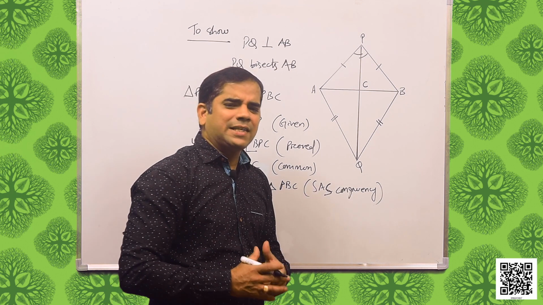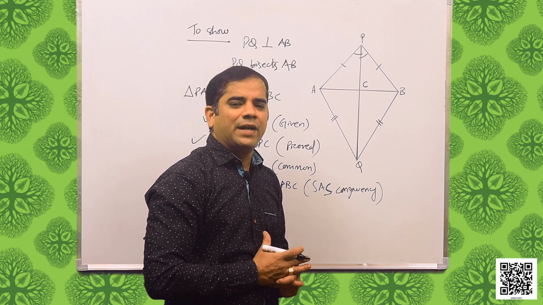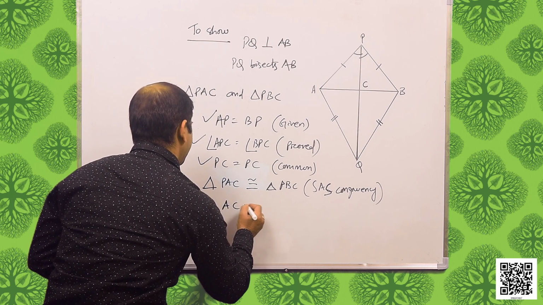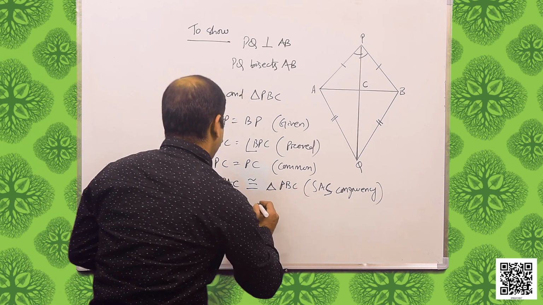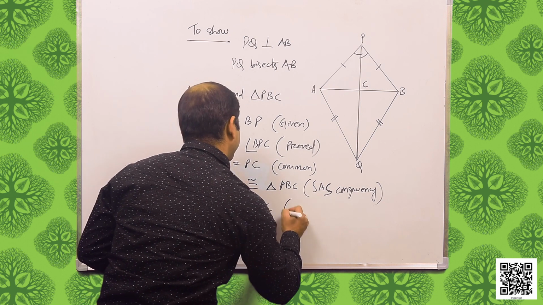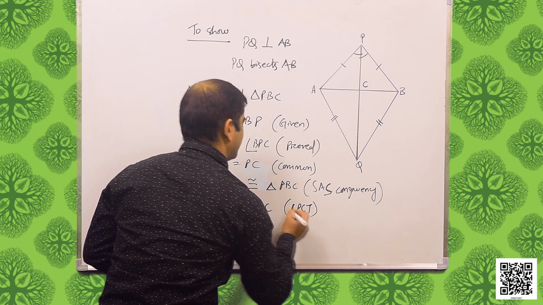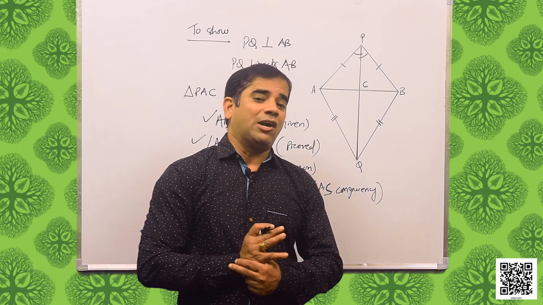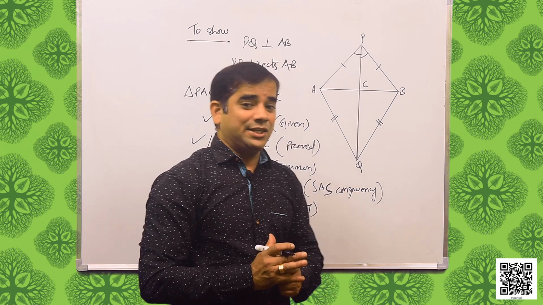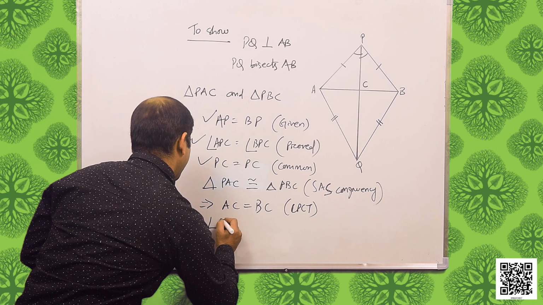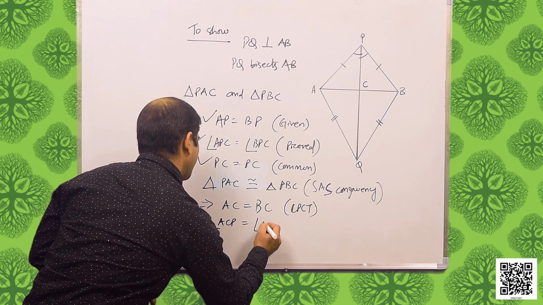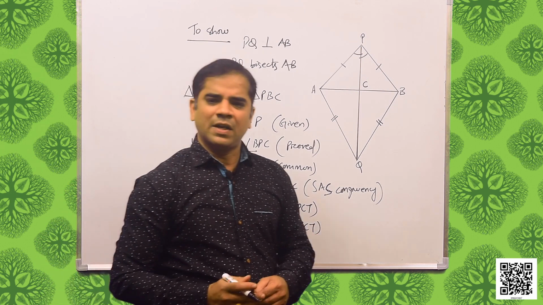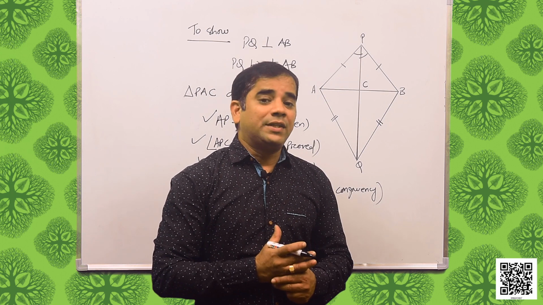As they are congruent, another thing we can see is that AC is equal to BC. Why? They are corresponding parts. Another thing we can find out is that angle ACP is equal to angle BCP. They are also corresponding parts. Now let us go ahead with the solution part.